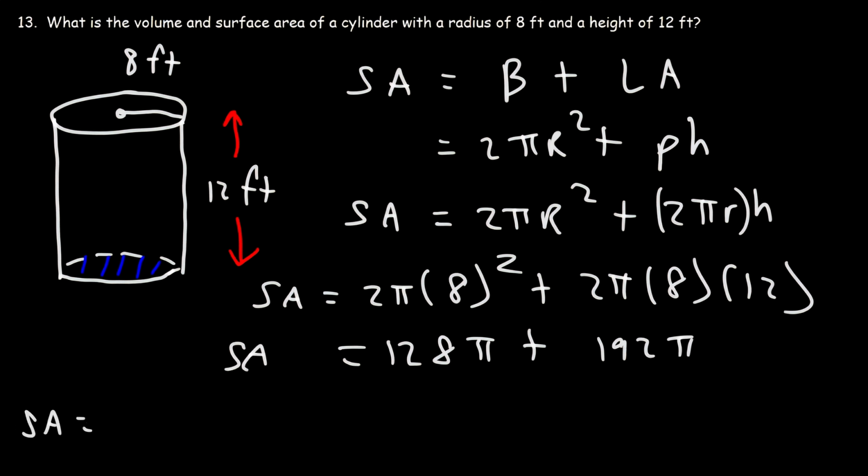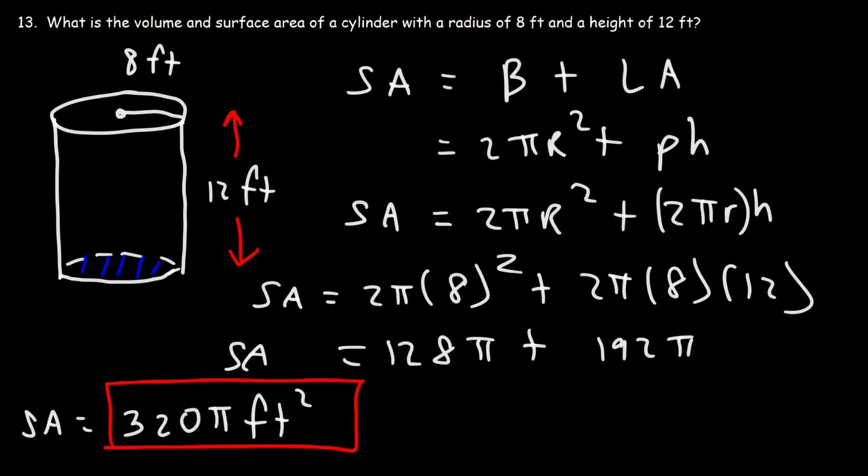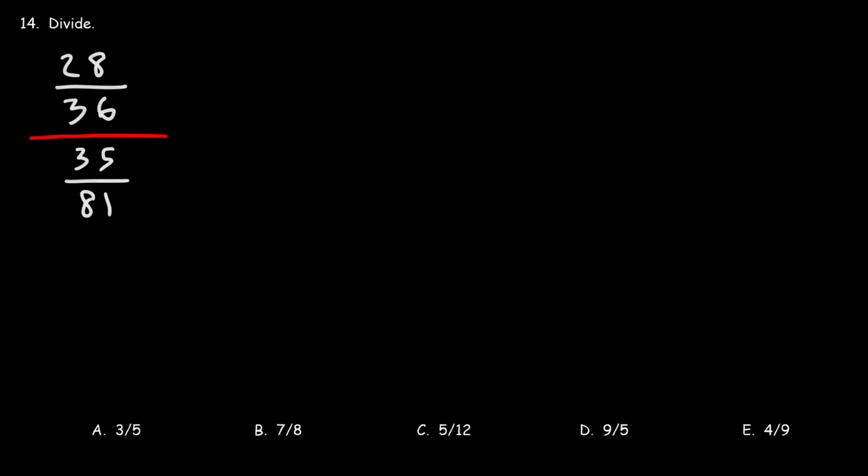So if we add 192 and 128, the surface area is going to be 320 pi square feet. So this is the exact answer. But now let's get the rounded answer. So this is approximately 1005.3 square feet. So now you know how to calculate the surface area and the volume of a cylinder.